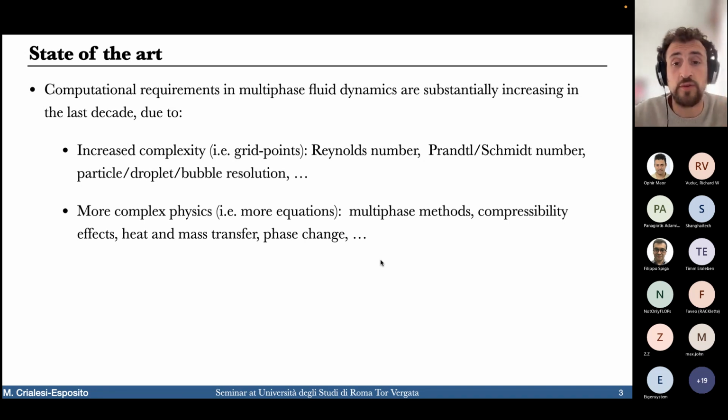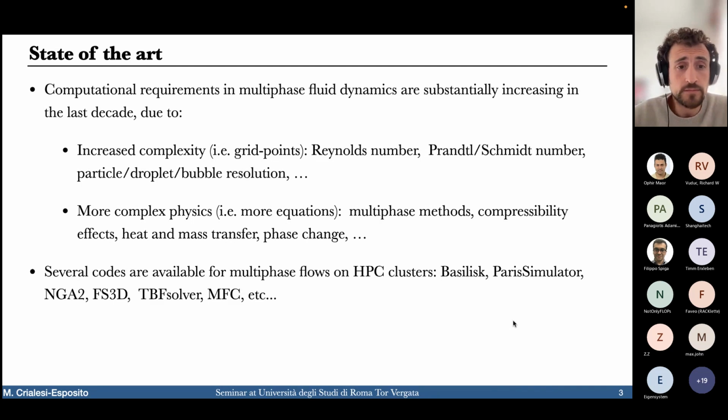We can, for example, have different types of physics interacting. So we have multiphase, we have compressibility effects, we have heat and mass transfer, phase changing, and so on. And right now there are a lot of codes which are basically geared towards simulation of these flows. Our code is not the only one. There's Basilisk, Paris Simulator, NGA, and so on.